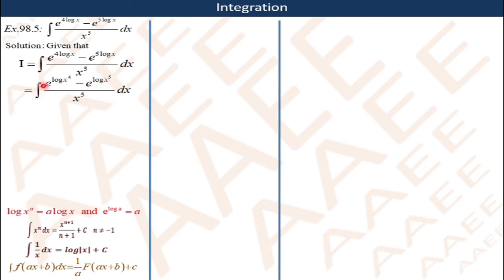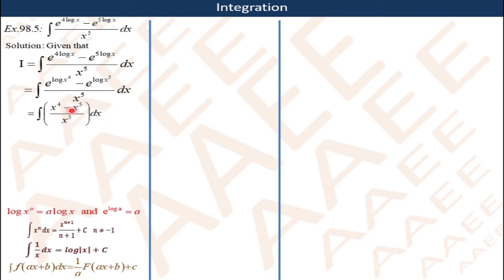So that will be equal to the integral of e raised to log of x raised to 4 minus e raised to log of x raised to 5 upon x raised to 5 dx. Now, in this term and in this term, we use the identity of the logarithm: e raised to log of a is equal to a. Here a is x raised to 4 and here a is x raised to 5, and hence the given integral will be transferred to the integral of x raised to 4 minus x raised to 5 upon x raised to 5 dx.